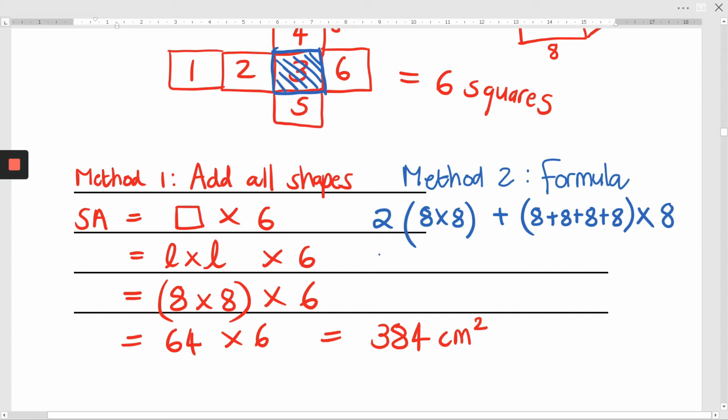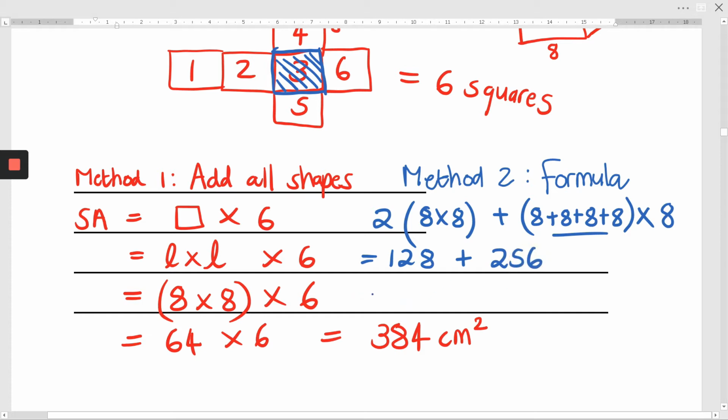So here, this is going to be 2 times 64, which gives me 128. And then I'm going to say, well, those 4 eighths, they are 32. And I'm going to times 32 by 8. And I'm going to get 256.